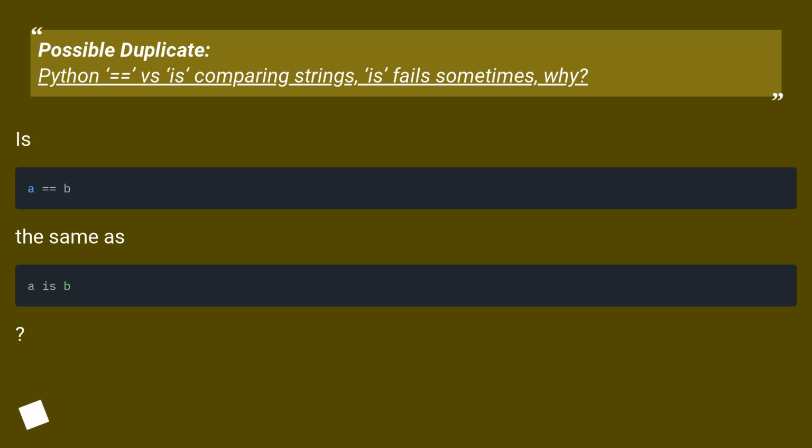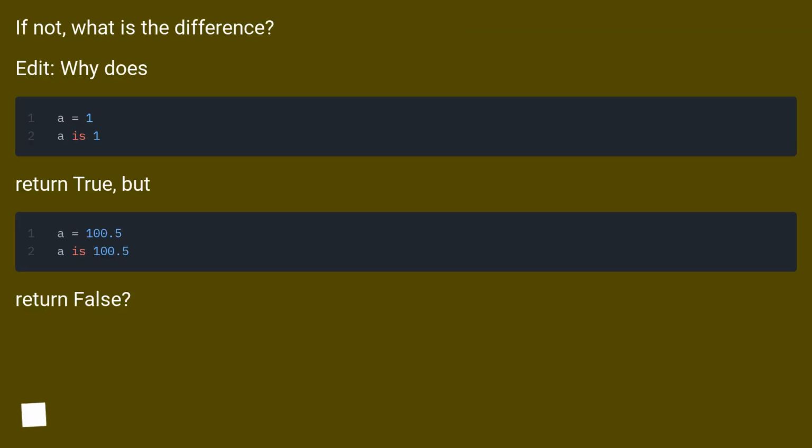Is "is" the same as "=="? If not, what is the difference? Edit: why does this return true, but this return false?